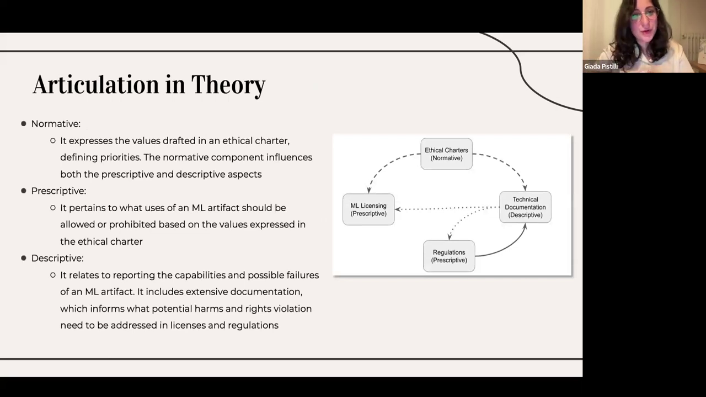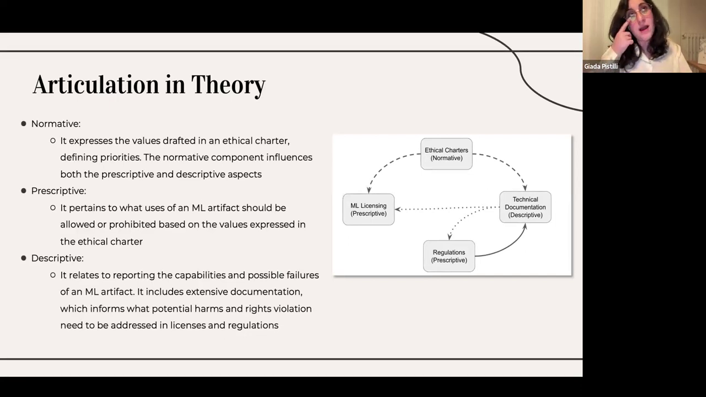If we try to also summarize this whole articulation in theory, I think this is my most dense slide, so bear with me. In our analysis framework, we can see the 3 different roles also having 3 different aspects. And so we can summarize them as being normative, prescriptive, and descriptive.